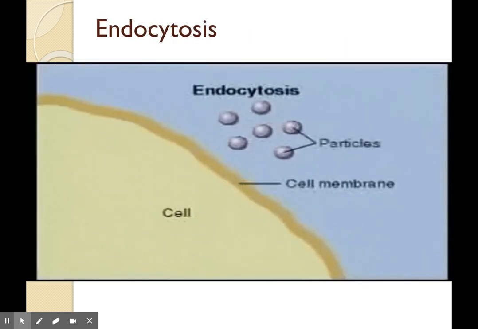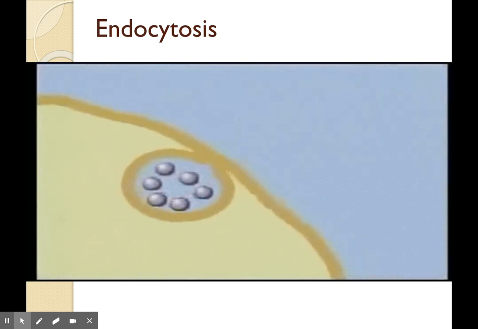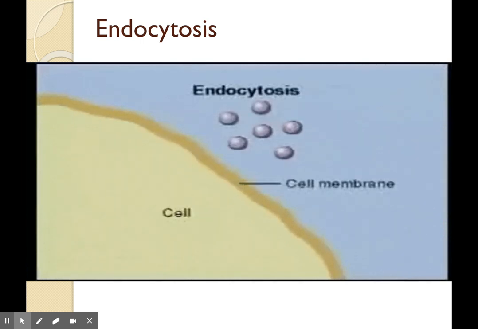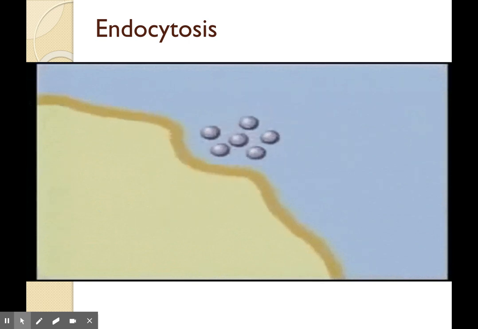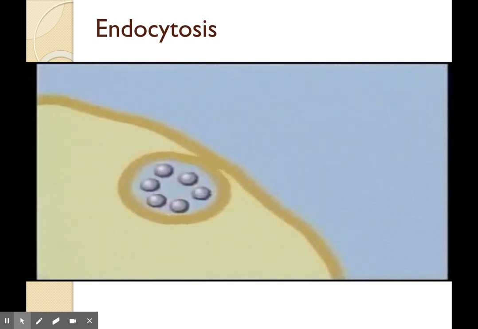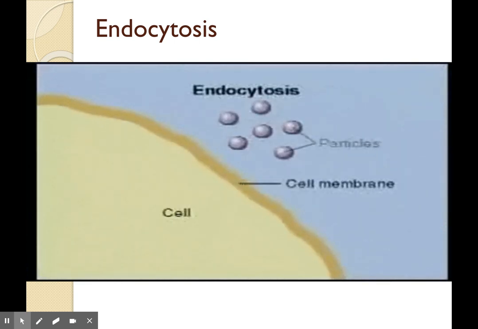So good, the GIF worked. So here we have some substances that need to enter the cell. So the whole cell membrane will form a pocket and then pinch off and then become a vesicle. So here we have these particles that want to enter. The pocket forms, it surrounds it, and then it pinches off, and now you've got a vesicle carrying the substance inside the cell. One more time, and then I'll move on.